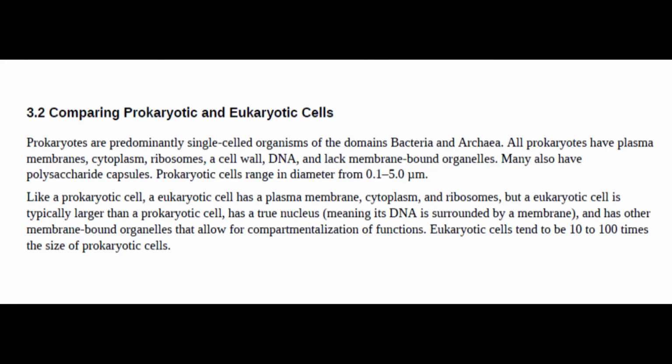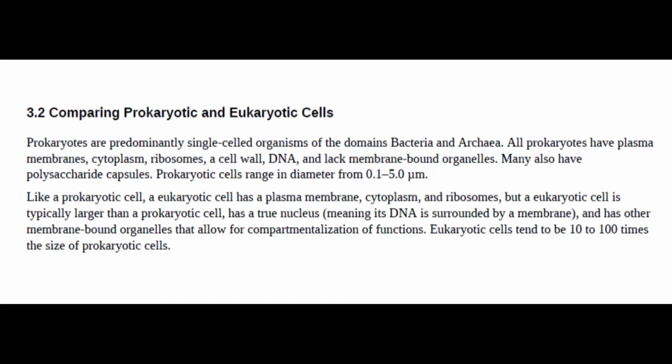Section 3.2, Comparing Prokaryotic and Eukaryotic Cells. Prokaryotes are predominantly single-celled organisms of the domains Bacteria and Archaea. All prokaryotes have plasma membranes, cytoplasm, ribosomes, a cell wall, and DNA, and lack membrane-bound organelles. Many also have polysaccharide capsules. Prokaryotic cells range in diameter from 0.1 to 5 micrometers.